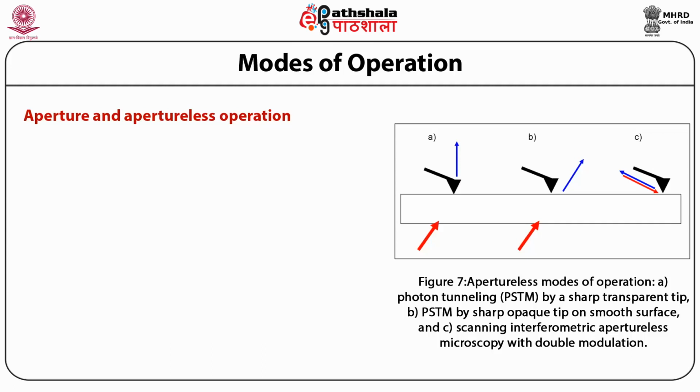Figure B shows PSTM by sharp opaque tip on smooth surface. And figure 7C shows the scanning interferometric apertureless microscopy with double modulation.